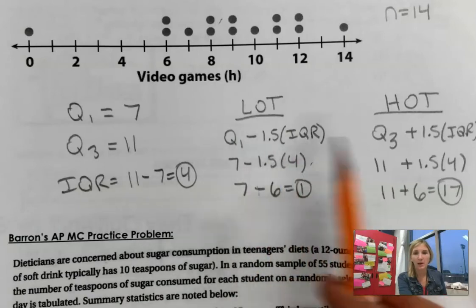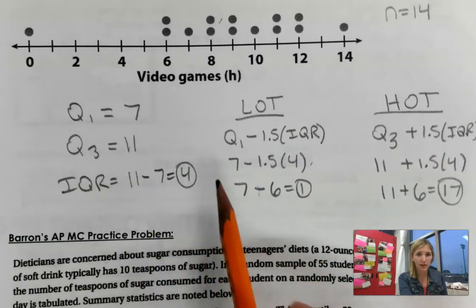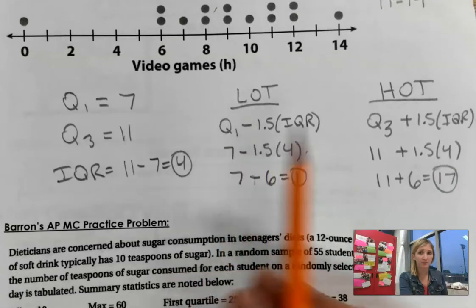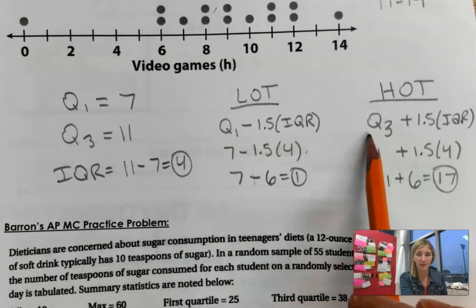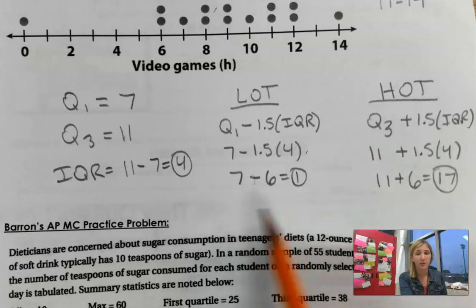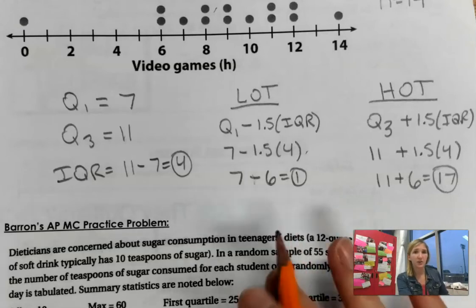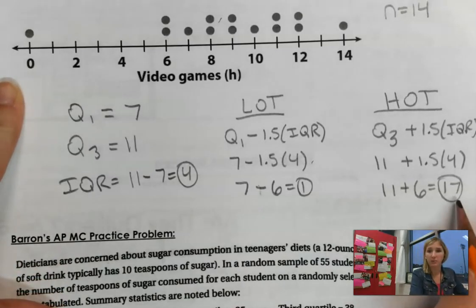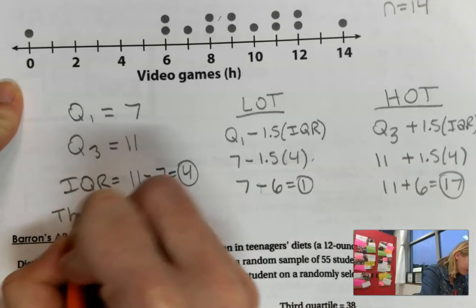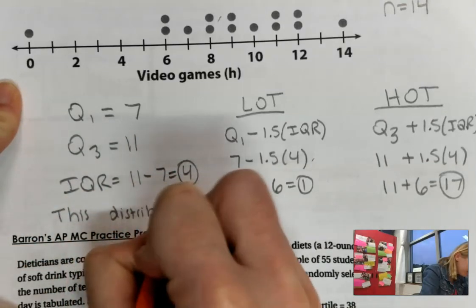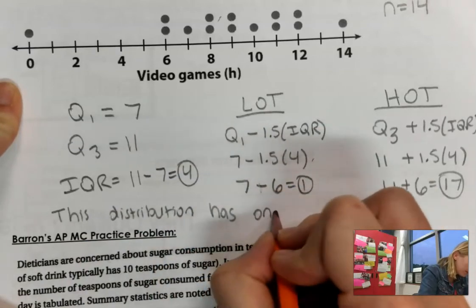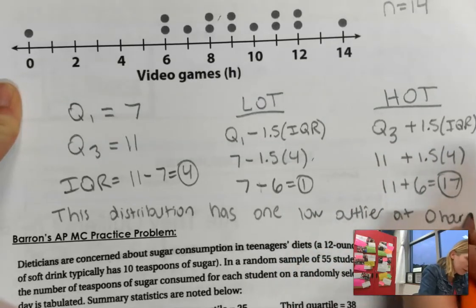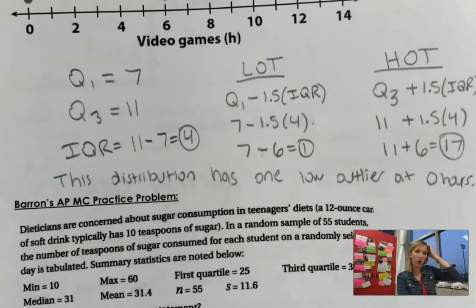So here's the low outlier test and the high outlier test. I'm going to take Q1, which is 7, and subtract 1.5 times the IQR. I end up getting 1 for my low outlier test. For my high outlier test, I do Q3, which is 11, plus 1.5 times the IQR. So I get 17 as my high outlier test. So looking at the data set, it looks like I do have one value that's below 1, and that's 0. I don't have any values above 17, so this distribution has one low outlier at 0 hours.